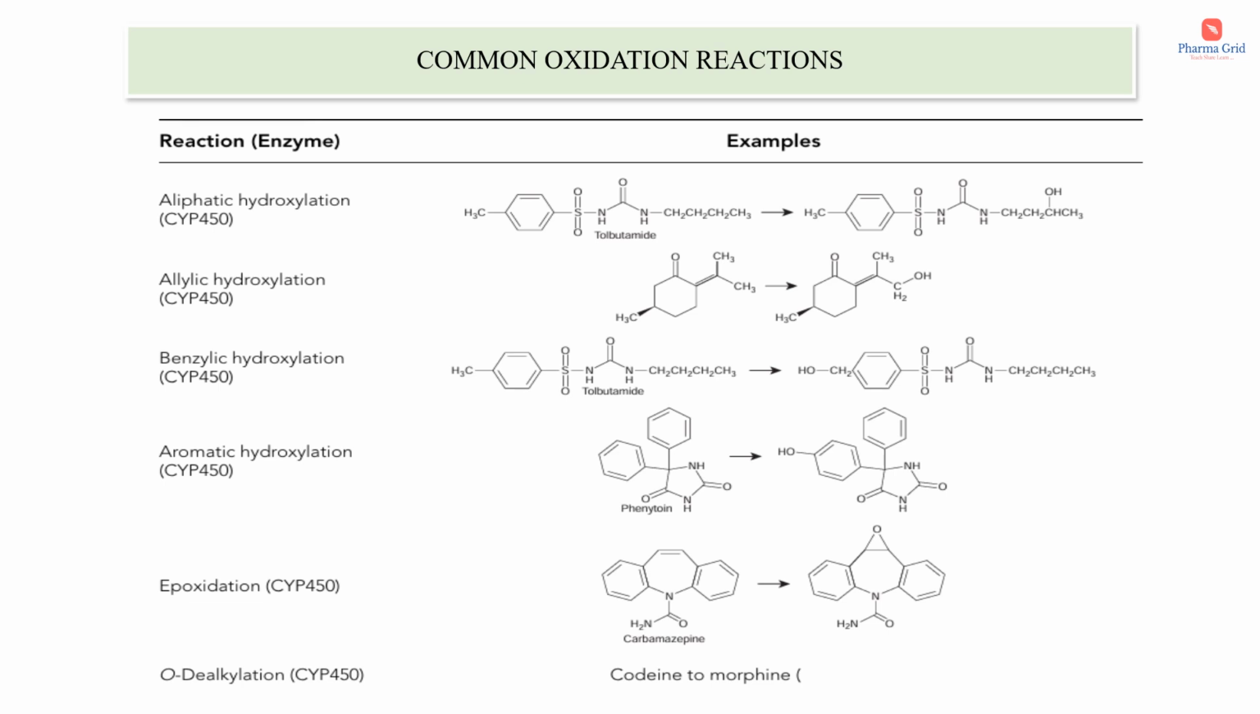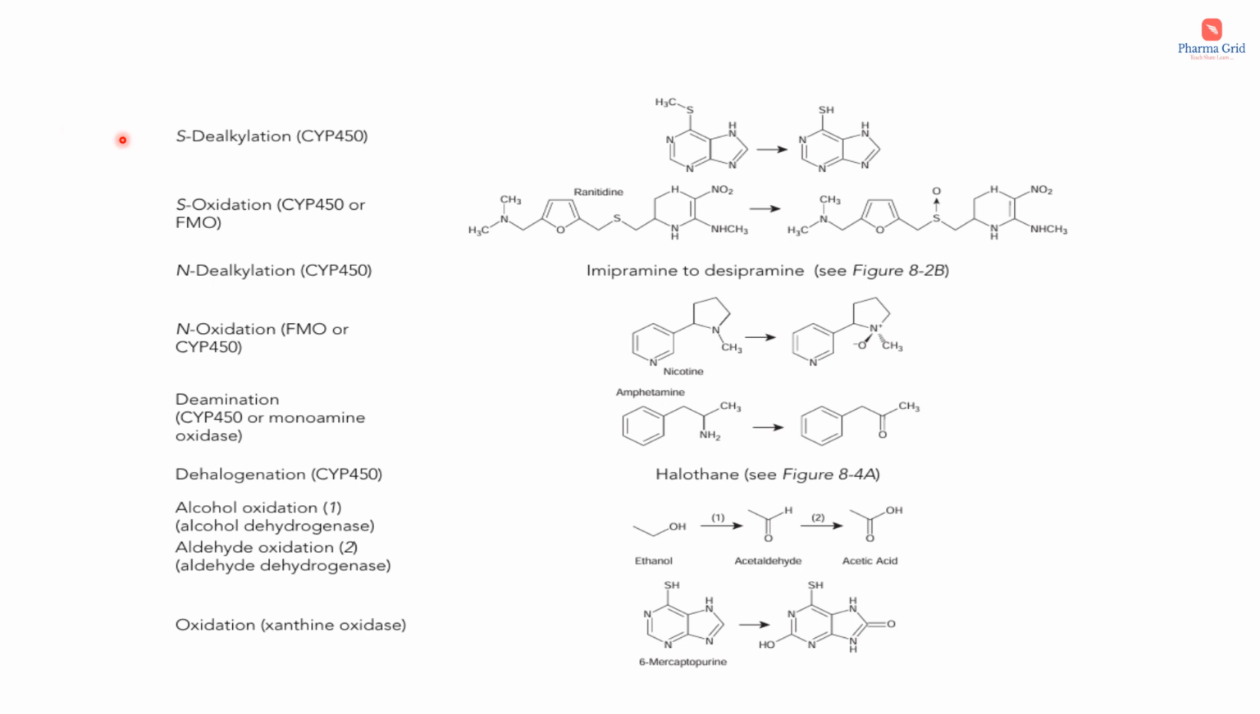Here you can see the examples for common oxidation reactions. Aliphatic hydroxylation, allylic hydroxylation, benzylic hydroxylation, aromatic hydroxylation, epoxidation, O-dealkylation. So all these reactions are carried out by cytochrome P450 enzyme. Continuing with the oxidation reactions, S-dealkylation is carried out by cytochrome P450 isoenzyme. Then sulfur oxidation carried out by cytochrome P450 or FMO. FMO means flavin monooxygenase enzyme. Then N-dealkylation by cytochrome P450.